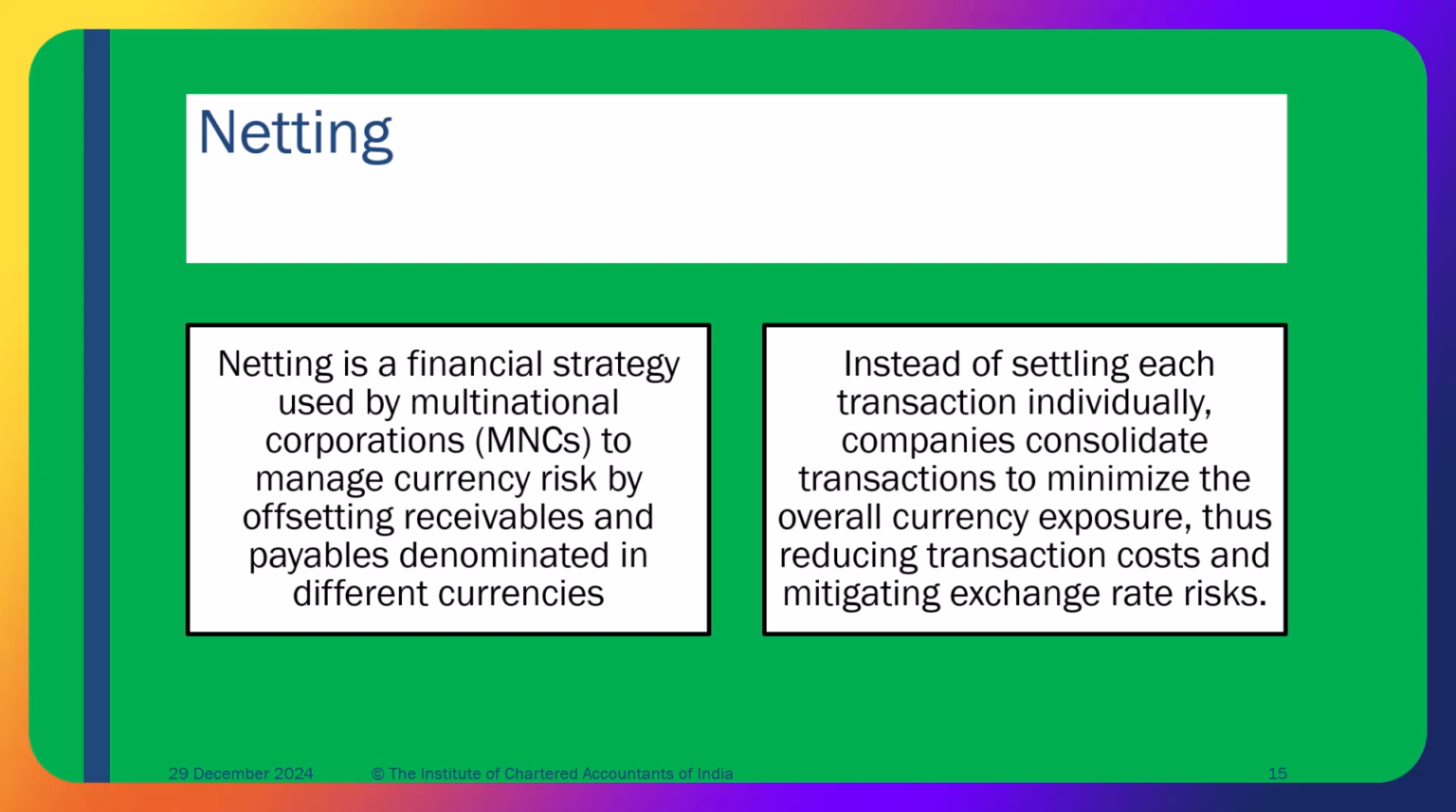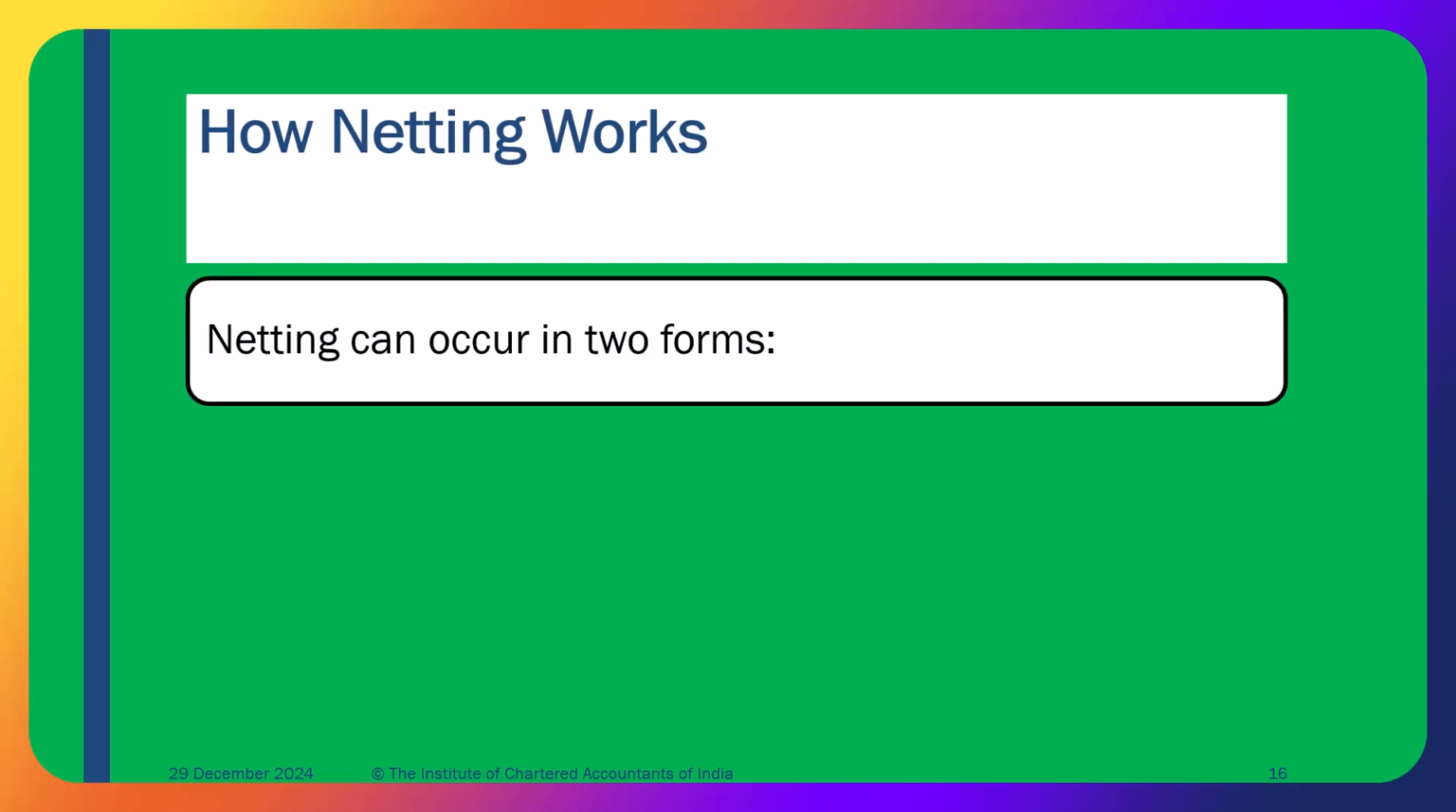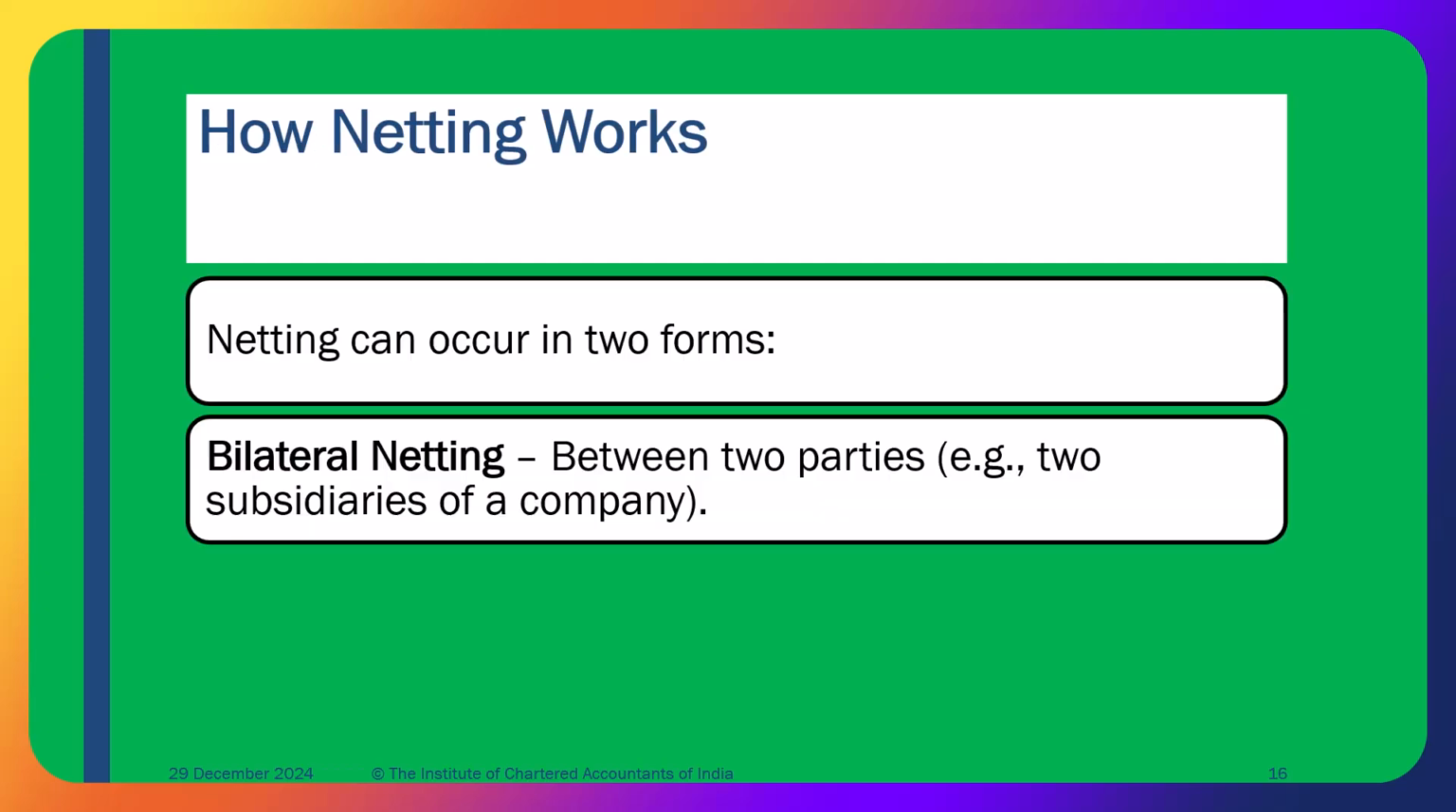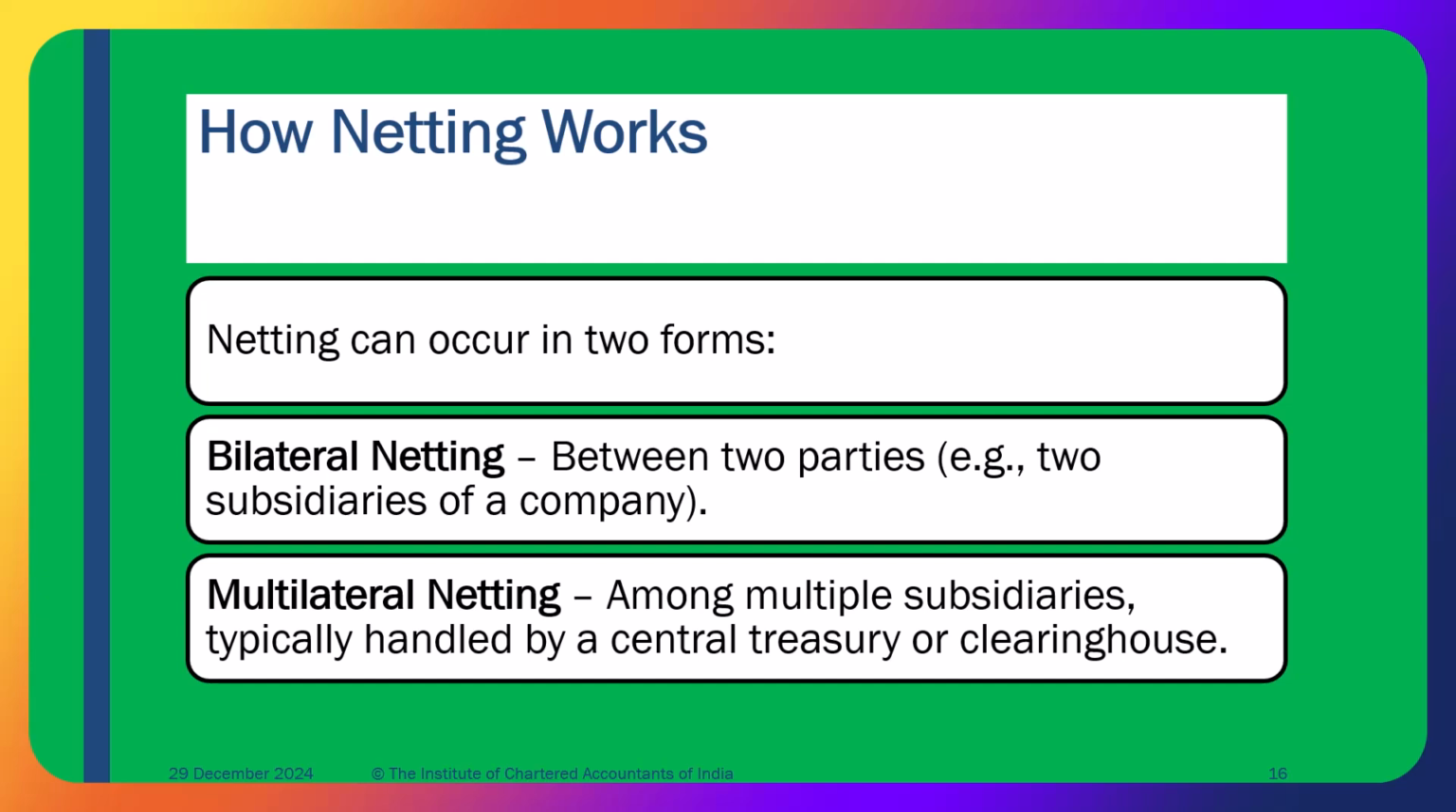Now, before that, there are two ways through which we can do netting. One is bilateral netting, another is called the multilateral netting. So, when there are two parties involved, it's called the bilateral netting. When they are among multiple subsidiaries, typically handled by a central treasury or clearinghouse. So, it's a large multinational company which is operating in many countries. Okay, so they will normally have a head office or a central treasury or a clearinghouse which will do all the clearing on part of all the companies. So, let's take an example.